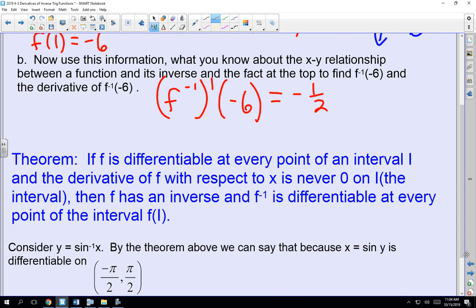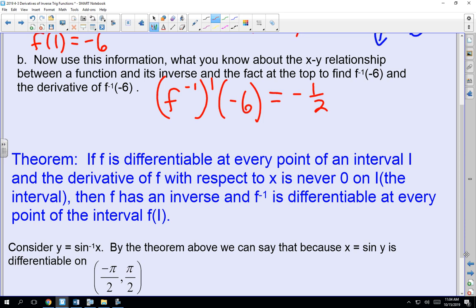It says if f is differentiable at every point of an interval I, so if f is differentiable, what does that mean, differentiable? You can take the picture. At every point of an interval I, so an interval I would mean like between 3 and 6, or between negative pi over 2 and pi over 2. So that's how we're going to use it here.